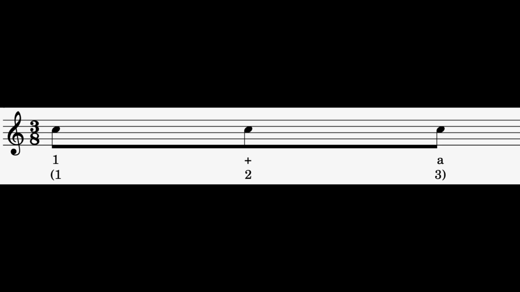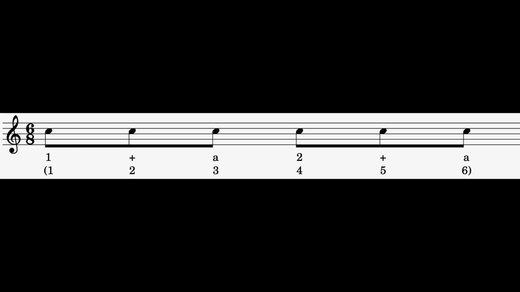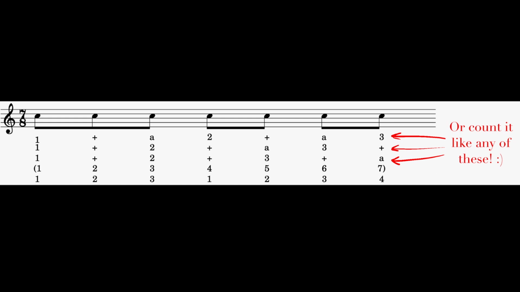For compound meters, you've got a little bit of a choice here. So if you've just got eighth notes in the bar and you're looking at 3/8, you could count it either as 1, 2, 3, 1, 2, 3, or 1 and A, 1 and A. If you've got 6/8, you can go 1, 2, 3, 4, 5, 6, 1, 2, 3, 4, 5, 6, or 1 and A, 2 and A, 1 and A, 2 and A. With things like 7, you can count it as 1, 2, 3, 4, 5, 6, 7, or 1, 2, 3, 1, 2, 3, 4.